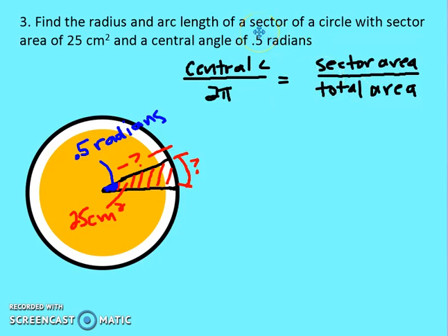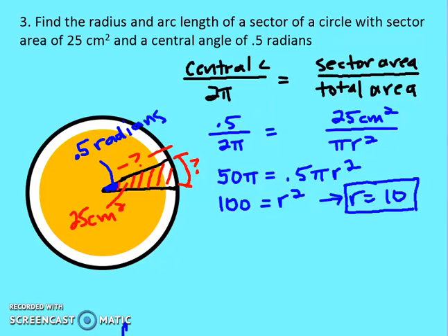We're given the central angle at 0.5 radians. We're given the sector area at 25 centimeters squared. So we're going to fill in these values and solve for the radius. 0.5 over 2 pi is equal to 25 centimeters squared divided by pi r squared, which means that 50 pi, or 2 pi times 25, is equal to 0.5 pi r squared. I'm going to divide both sides by 0.5 pi, and I end up with r squared is equal to 100. The radius is equal to 10.